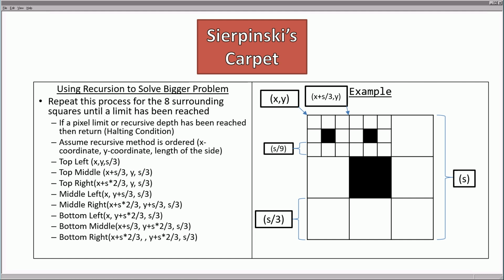And so we do this until we reach that halting condition, which either could be a pixel limit or some sort of recursive depth. Now, applying all of this together, we're going to see how to do this in code, and we're also going to introduce creating a graphical user interface in order to do this. Let's see how this works.